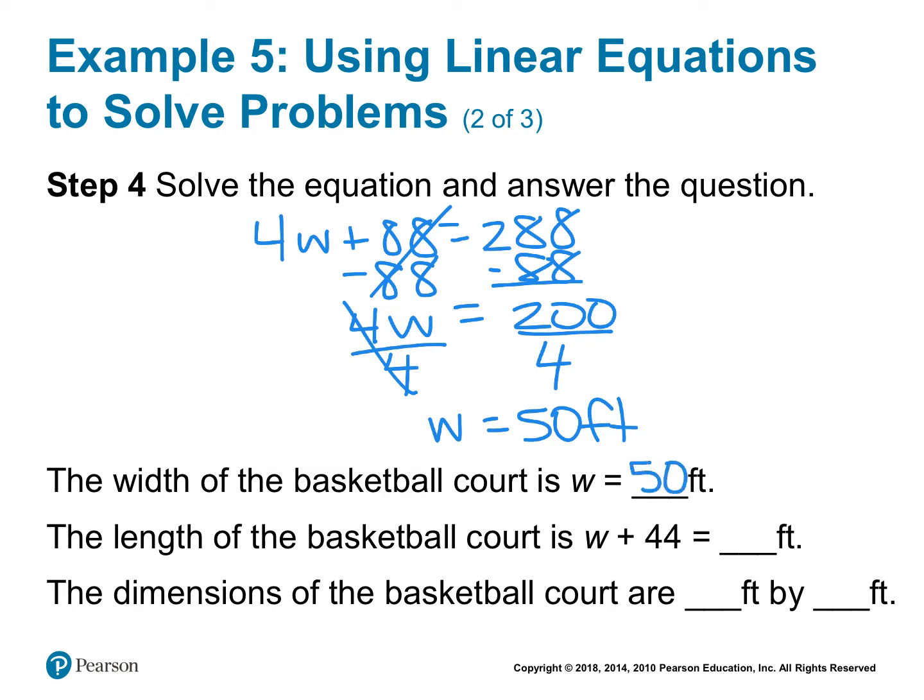And we said the length of the basketball court was 44 more than that. So if I take 50 for W plus 44, that's going to give me 94 feet. So the dimensions of the basketball court are 50 by 94. And we'll go ahead and check that on the next slide.